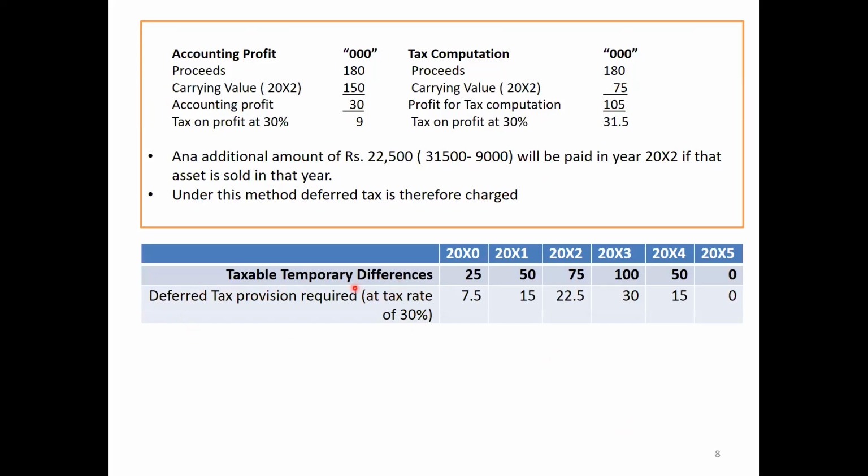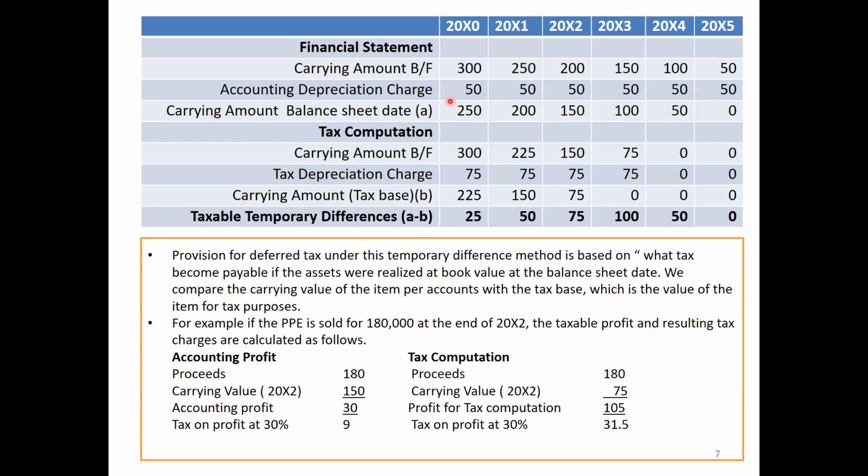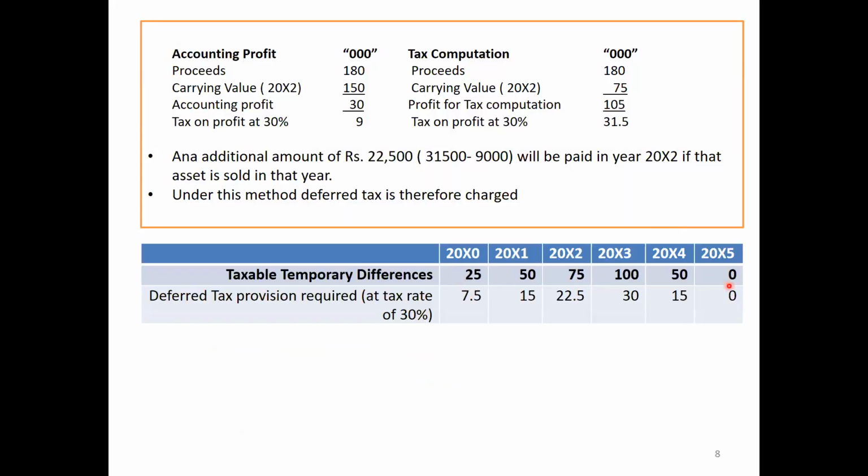Right. Now here the taxable temporary difference here is 25, 50. How does it arise? Carrying amount minus tax base. See the carrying amount and tax base. Same figure. Bring it here. And here we have to pay additional tax, no? How much? 22,500. See here, the calculation is very simple. It's 25,000 into 30%, 7.5. It's a deferred tax.